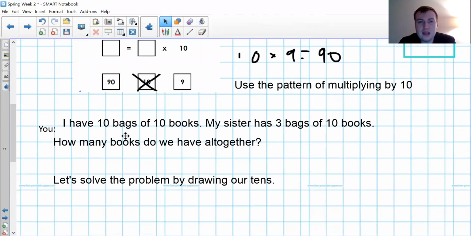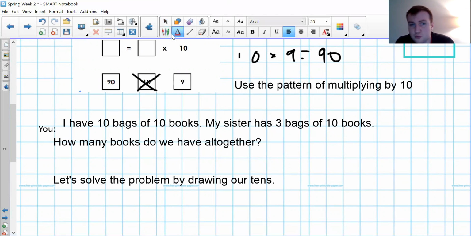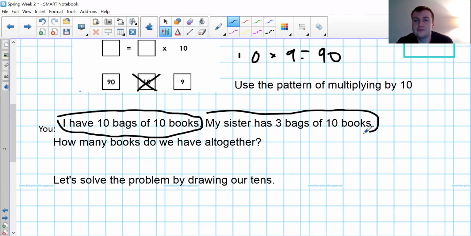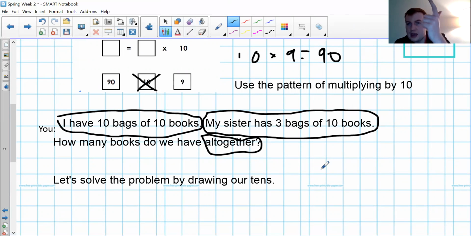Right. I have 10 bags of 10 books. My sister has 3 bags of 10 books. How many books do we have altogether? Oh, it's a 2-step problem, everyone. Ding, ding, ding, 2-step problem. So you're going to have a go, but I'm going to recommend you break it up. Work out how many books you have. Then work out how many your sister has. Then put them together. All right? How many books do you have? How many does your sister have? Put them together. Off you go.